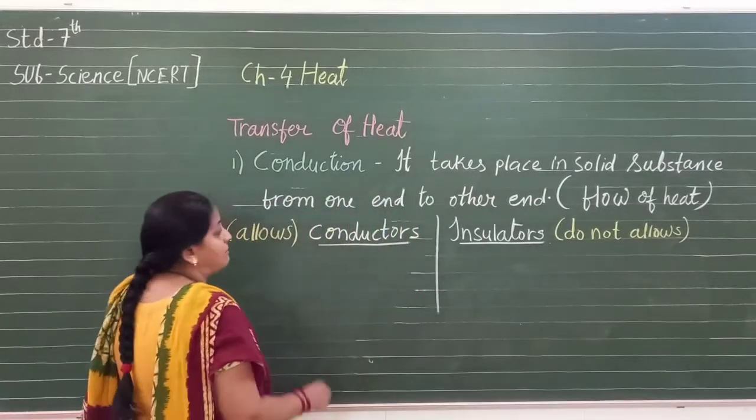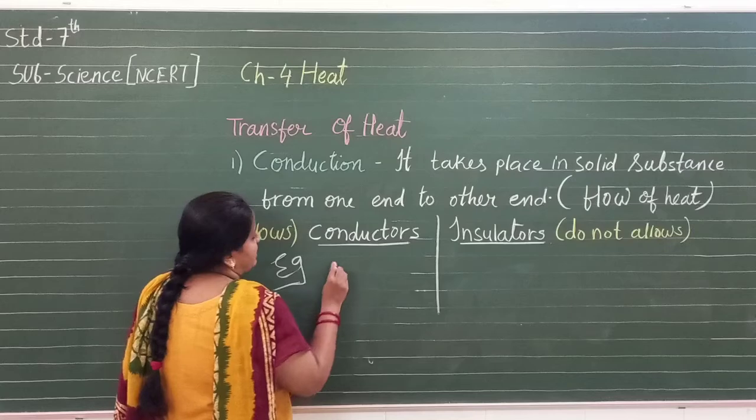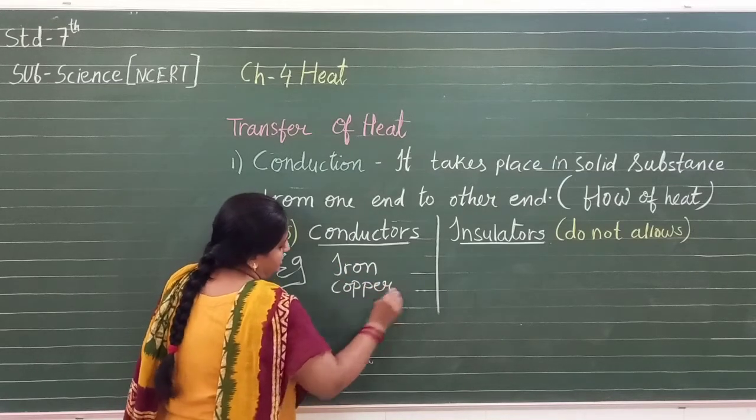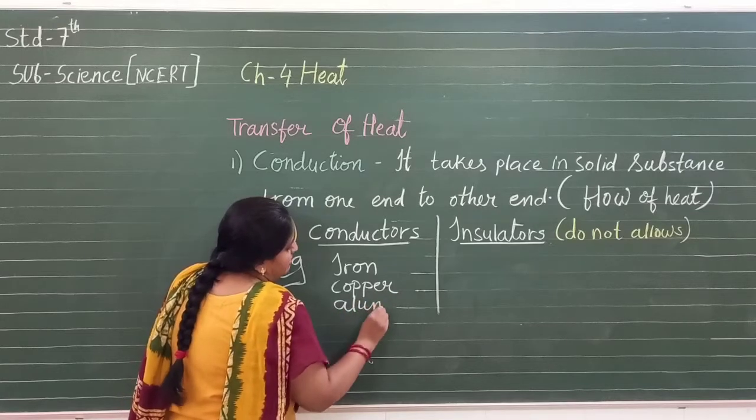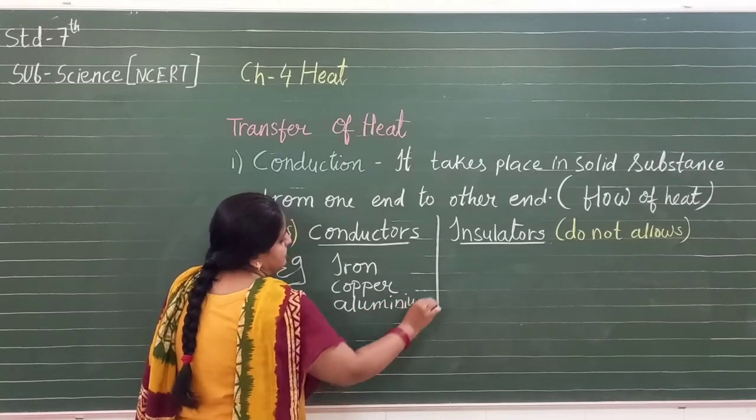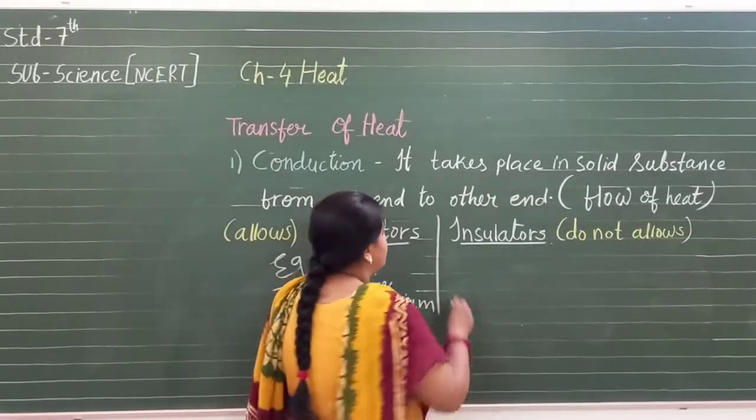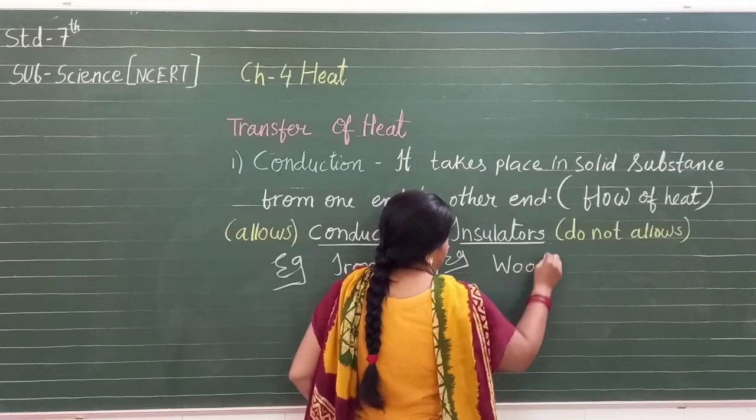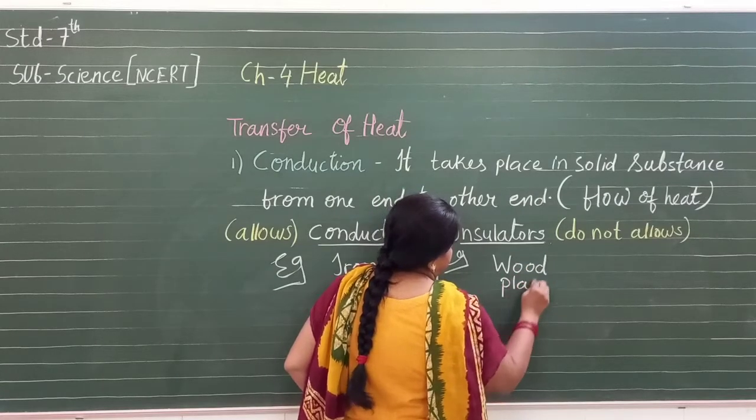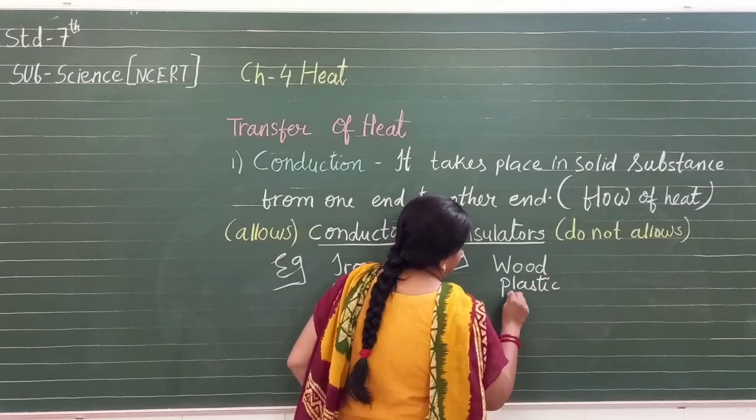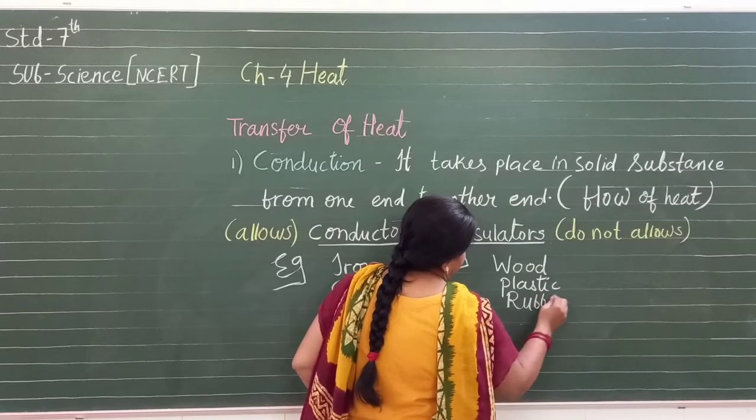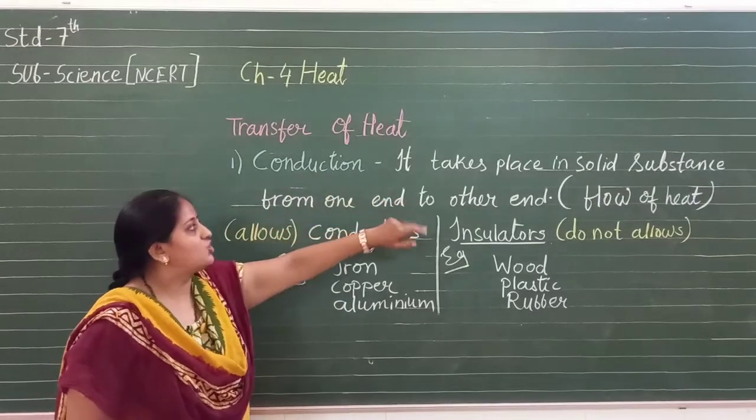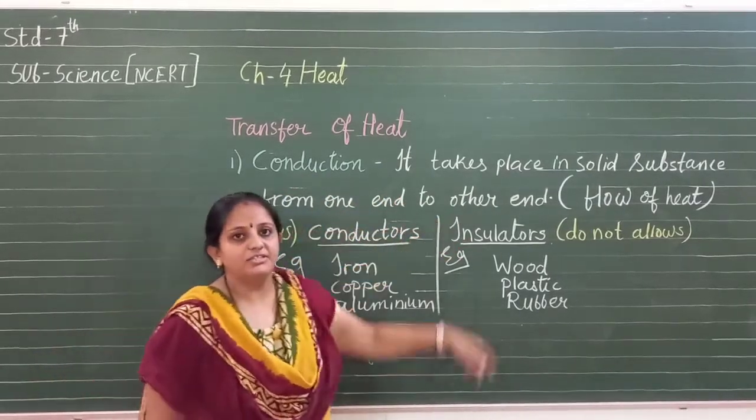Now let us have the examples of the conductors. So we can say iron, copper, aluminium. Now let us move to the examples of insulators, that is wood, plastic, rubber. So we can say that conduction takes place in a solid substance from one end to another end.